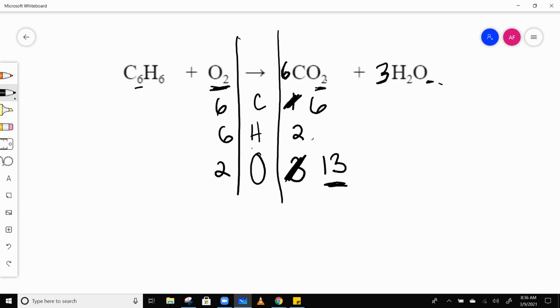And again, anytime we change, so now we're changing the hydrogens to oxygen, so automatically just cross those out, don't even think about them anymore, and do our recount. So 6 times 2 is 12, plus 3 is 15. Okay, and then 3 times 2 is 6.